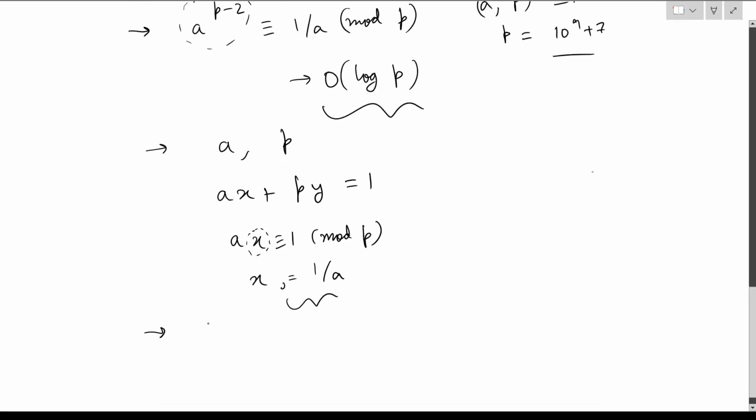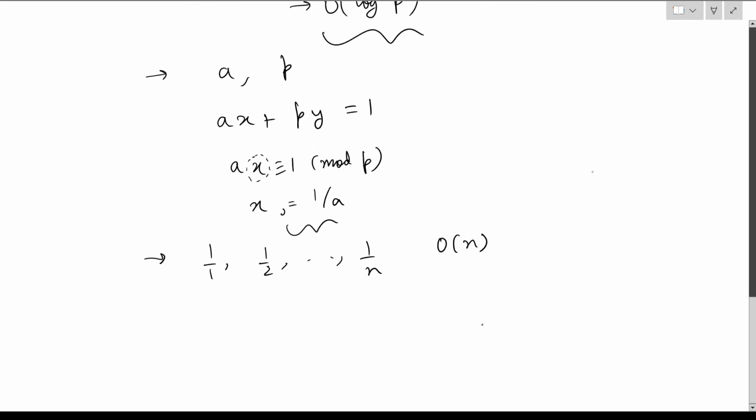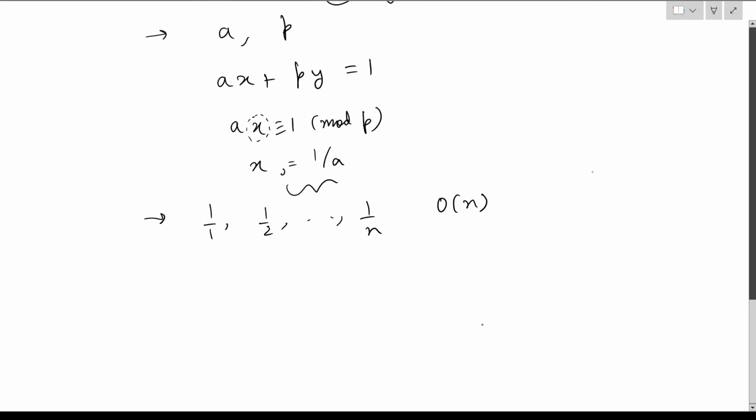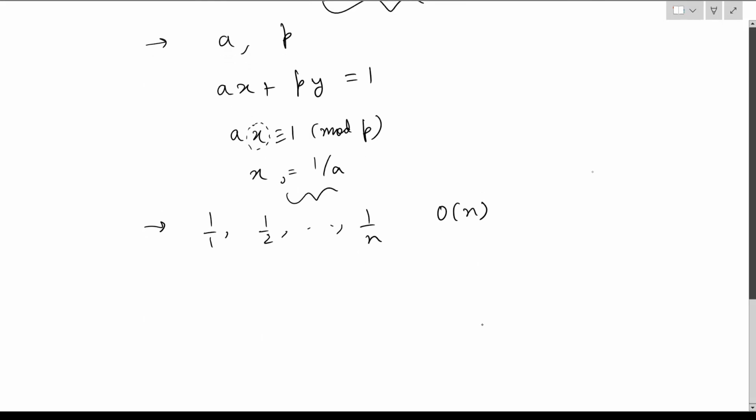So we can obtain 1 by 1, 1 by 2, all the way till 1 by n in order n time. Of course, it's not independent of p, but the point is p will only contribute as much as the machine architecture itself would. So we can just ignore the cost that p has. This can basically save you a log factor in the pre-computation. And the way to do this is a little trickier. I'll just explain it.